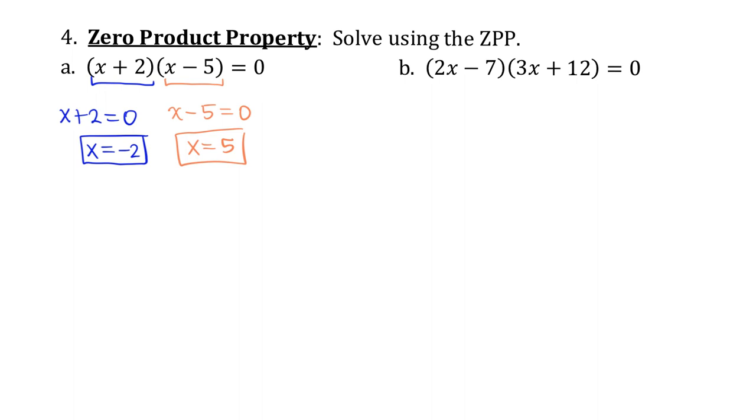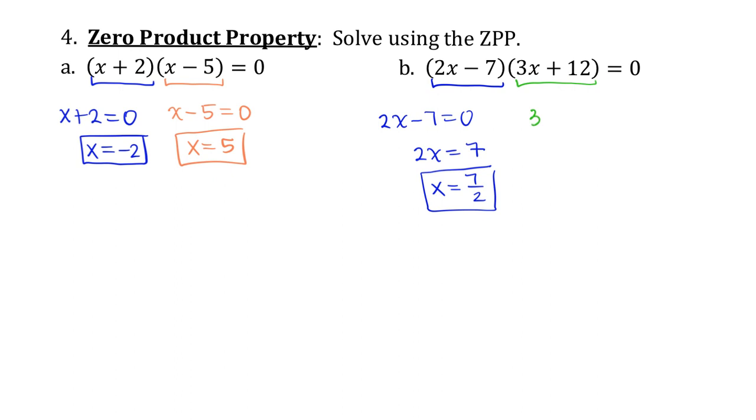It could be that the first factor equals 0. Oh, I'm going to have to solve this for real. Let me add the 7 over, and then divide by 2. 7 divided by 2 is a fraction. Good answer. But it could also be that this factor equals 0, or it could be that both equal 0. Let me subtract the 12, divide by 3, and I get x equals -4 as my second possible answer.